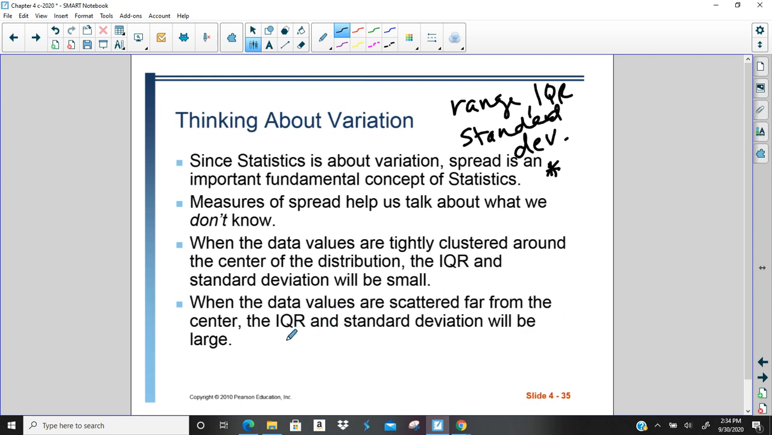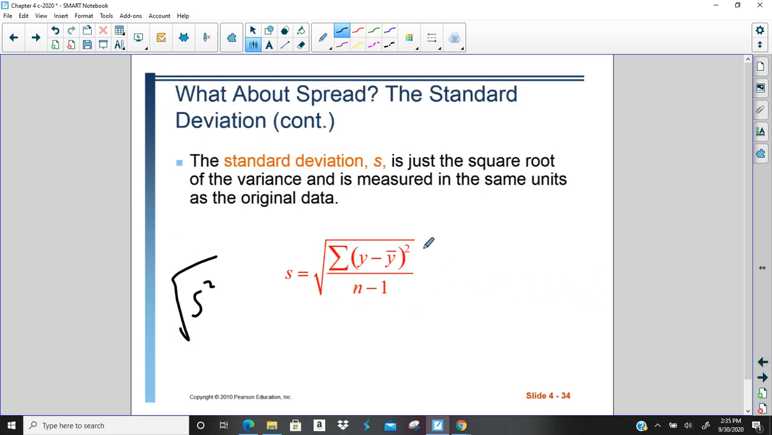Similarly, if we add a big number to one side or the other, so if, for instance, someone moves into our neighborhood that is making multi-millions of dollars, the IQR will not change, but the standard deviation will, because now we are adding to our summation an additional number that is far from the average.